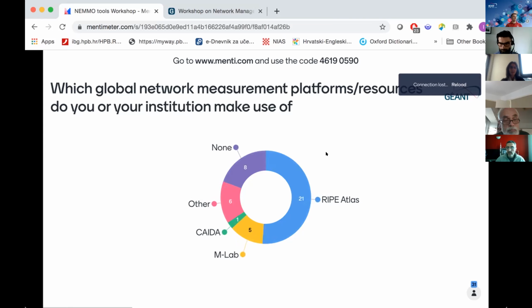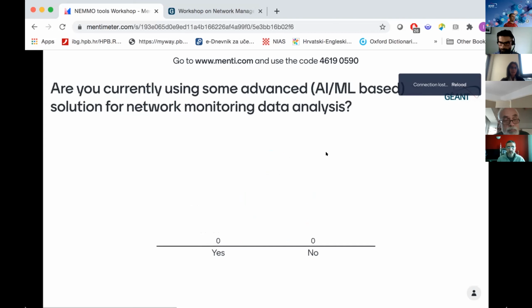The reason why we are asking this question is actually to see if we, as a part of monitoring and management task in our project, should pay more attention to some other tools when we are either designing any of our solutions or working on some future work. So next question is related to the presentation that Ljubo just gave. Are you currently using some of advanced solutions for network monitoring, data analysis, like artificial intelligence or machine learning?